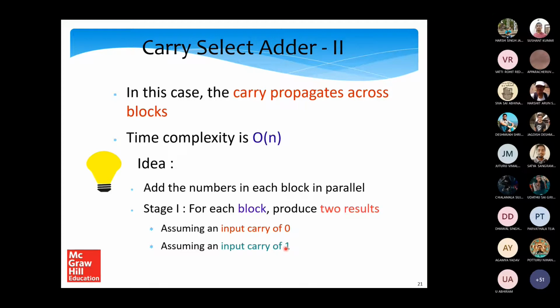Each block has a size of k. So how many blocks will be there? N by k blocks. You have n by k blocks and each block has a size of k. Now a k-sized block is a ripple carry adder. How much time does it take? K amount of time.